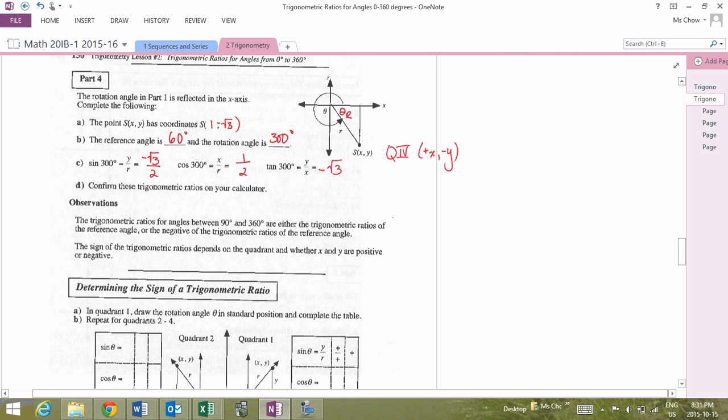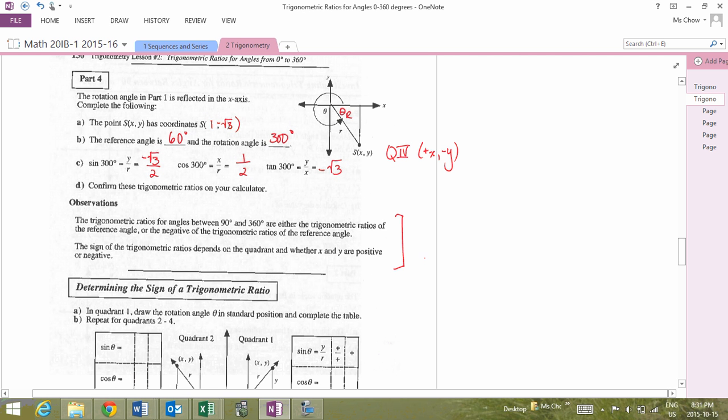The observations are really, really key right here. So the trig ratios for angles between 90 and 360 are either the trig ratios of the reference angle or the negative of the trig ratios of the reference angle.